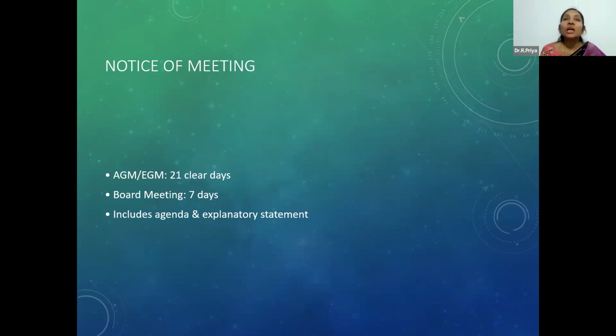Proxy is nothing but this. For example, if I am not able to attend the meeting, then on my behalf I appoint one more person. That person is called a proxy. I can give the proxy the right to vote on my behalf, right? So that is called a proxy. Second one is the board meeting.